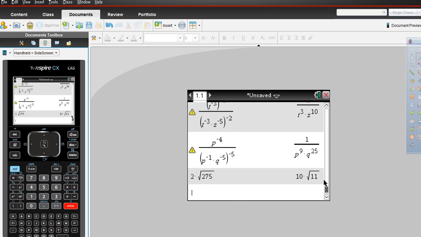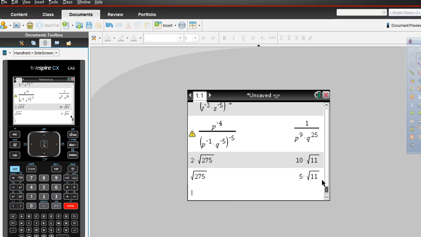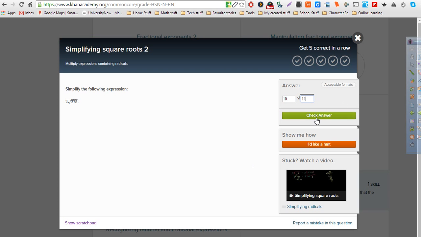That's 10 root 11. You know, I could just have done the square root. If I wanted to check that out, I could have gone the square root of 275, and I would have seen that that was 5 root 11. It would have helped me with that, right? And then just times 2. If I have 2 sets of 5 root 11, that would be 10 root 11. So anyway, it's 10 root 11. Let's go to the next one.